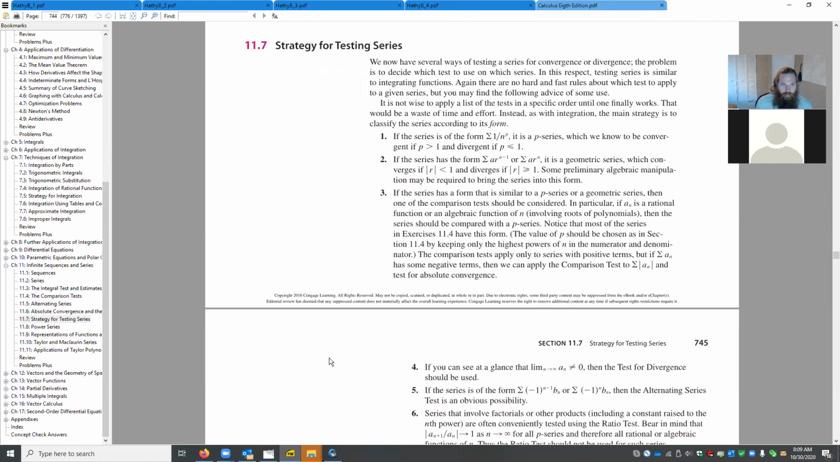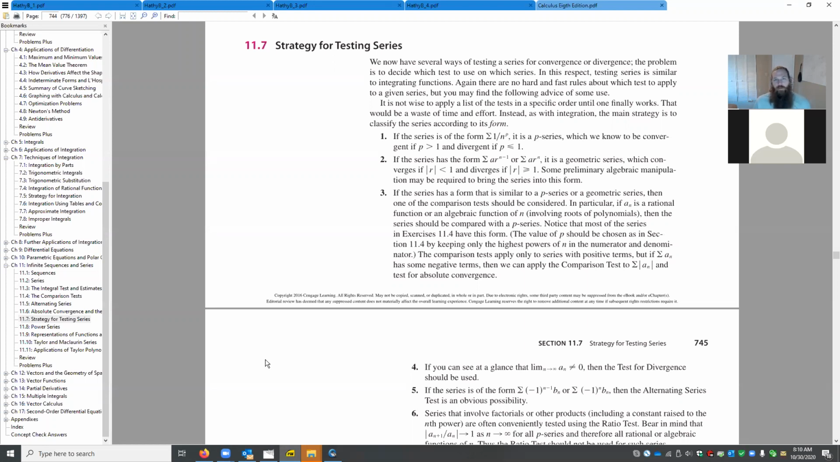So section 11.7 is a lot like section 7.5. You remember section 7.5 just before exam 1? We didn't have any homework from that section because there wasn't anything new in it. But I took a bunch of your study guide problems from 7.5 because it has a mixture of all the integral problems from 7.1 through 7.4.